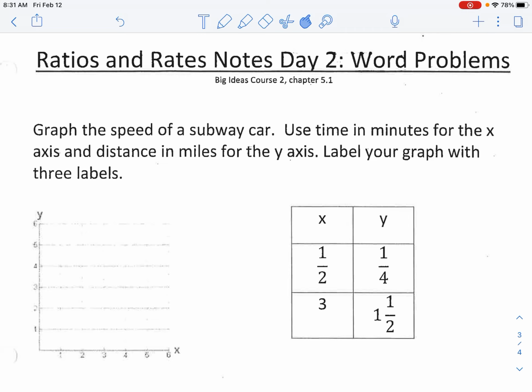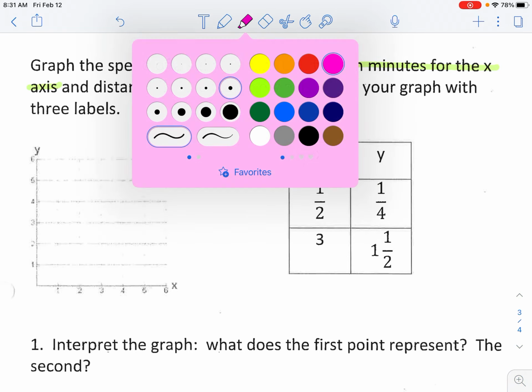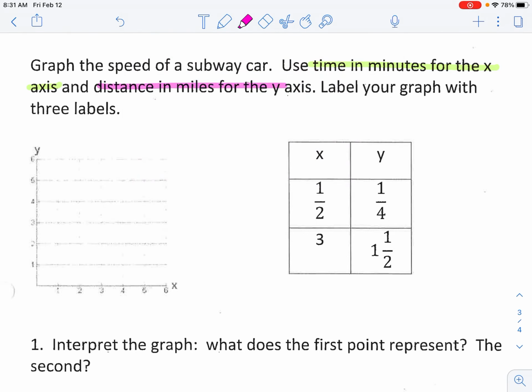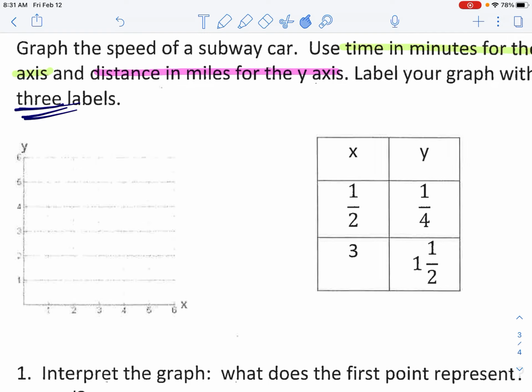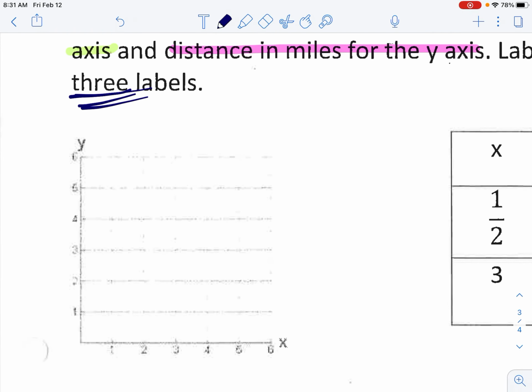Graph the speed of a subway car. Use time in minutes for the x-axis and distance in miles for the y-axis. Label your graph with 3 labels. So whenever we're graphing, we always have to give our graph a title. So it says, graph the speed of a subway car. So I am going to title this Subway Car Speed.